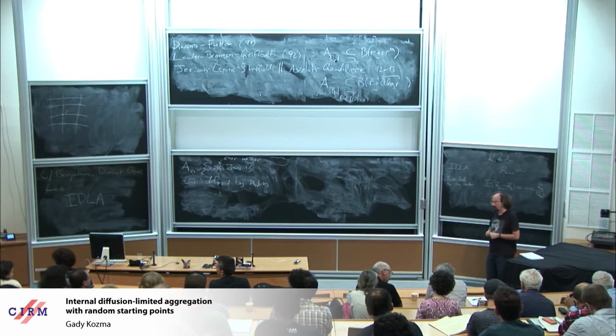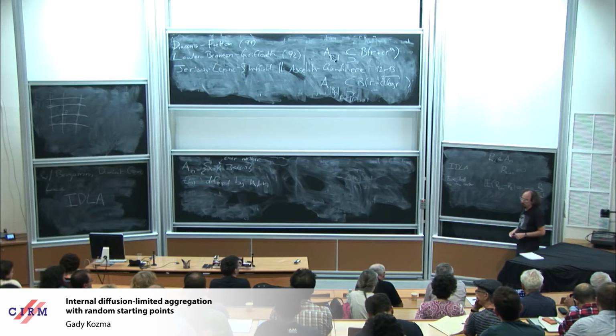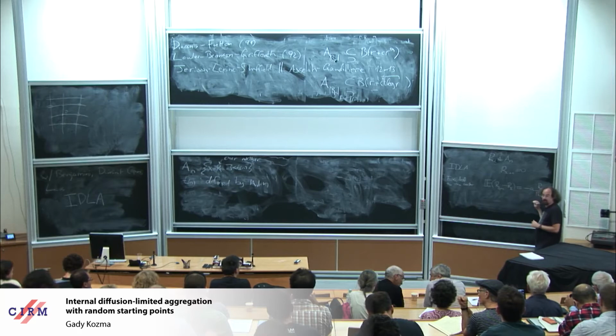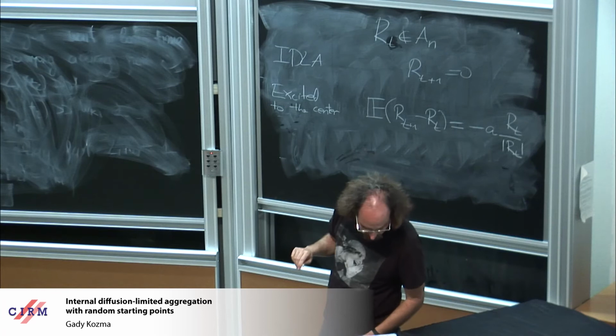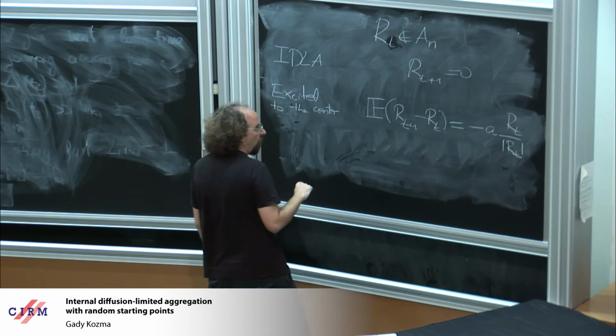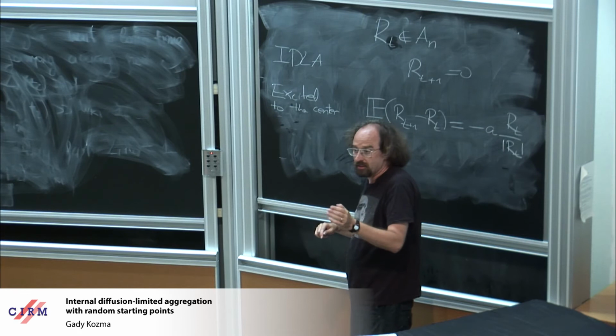And then you will eat that, and then you will have again a drift, and so on. Okay, is that model clear? The excited to the center model? And one can think about an even weaker model, where when you eat a cookie, you don't have a drift toward the center, but just a drift toward where there are no cookies.